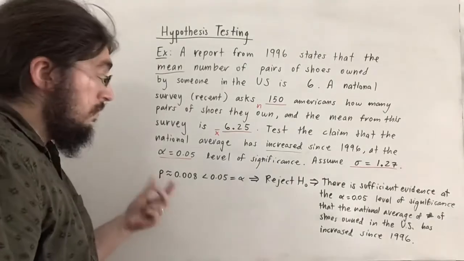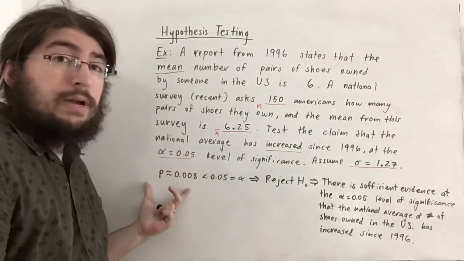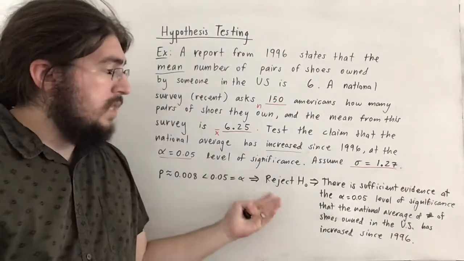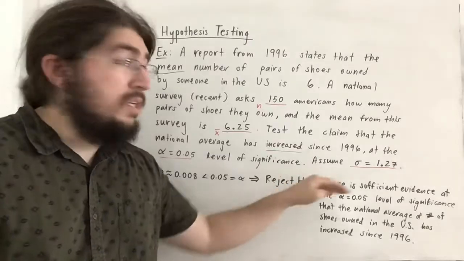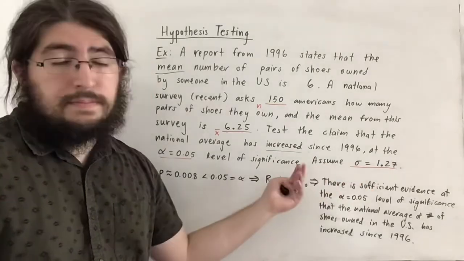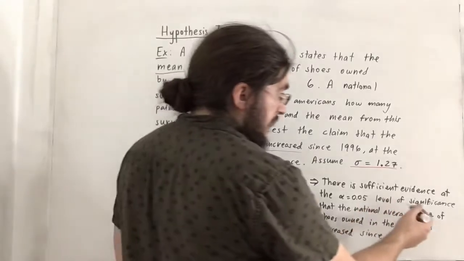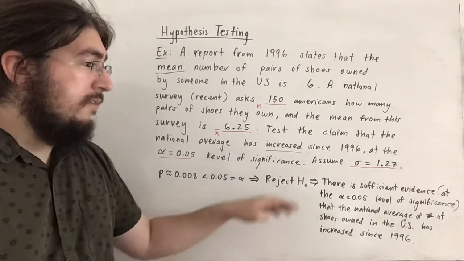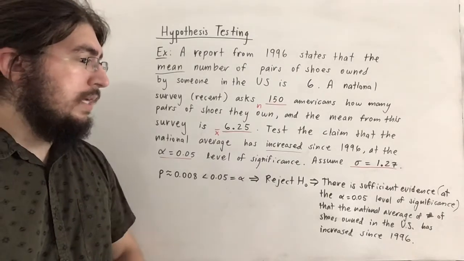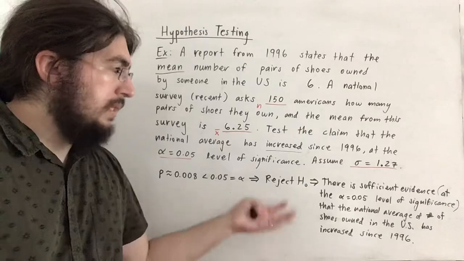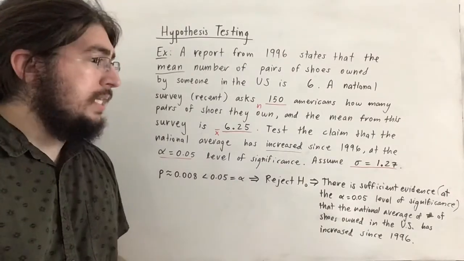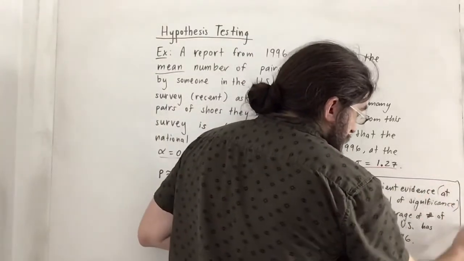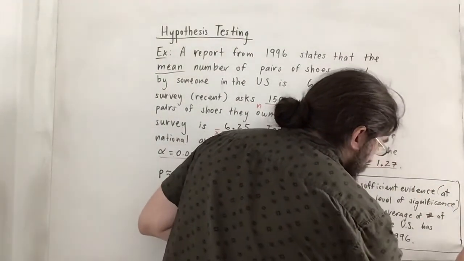All right, so from what we just found out, p is about 0.008, which is less than alpha, which is 0.05. This tells us that we reject the null hypothesis, so that there is sufficient evidence at the alpha equals 0.05 level of significance, just write it like that, that the national average number of pairs of shoes owned by someone in the US has increased since 1996. Awesome. So this, in reality, is our grand conclusion. In other words, the answer to the problem.